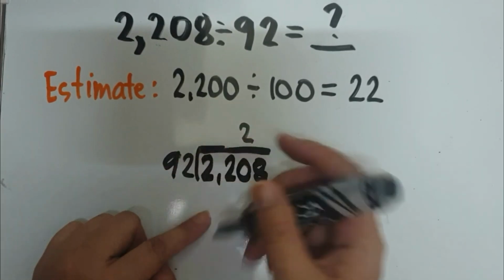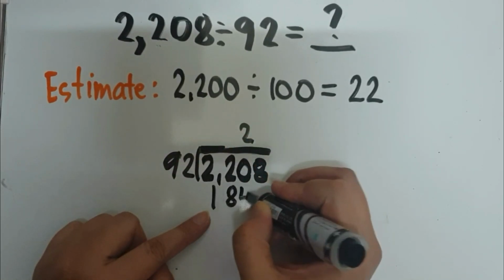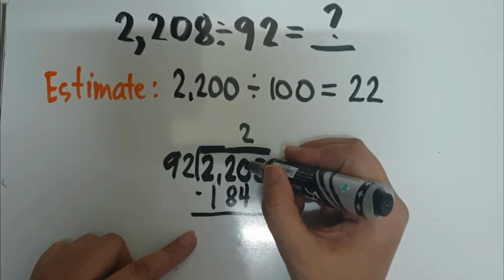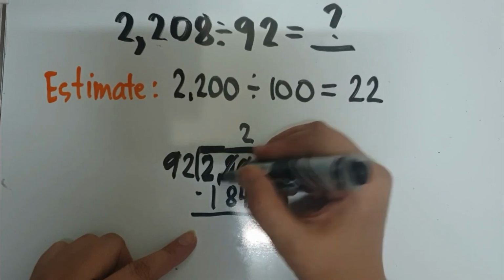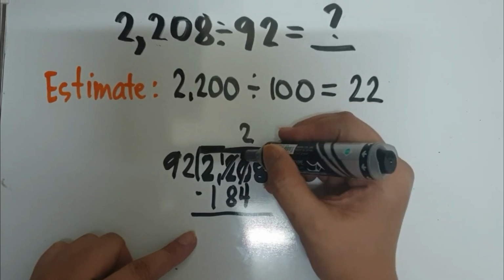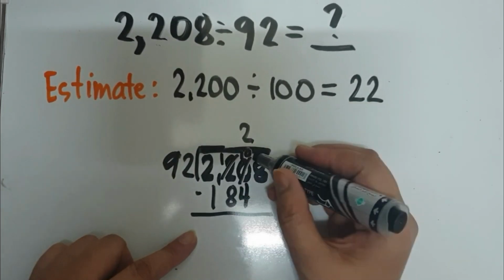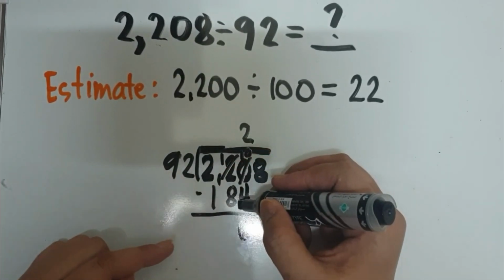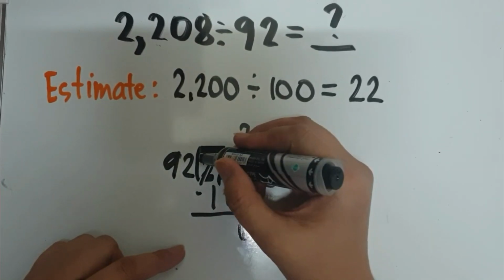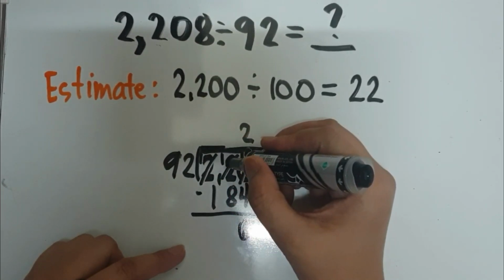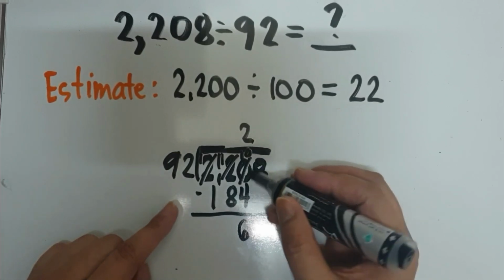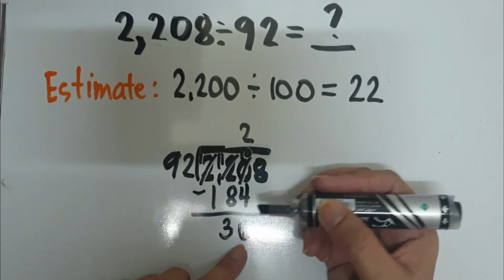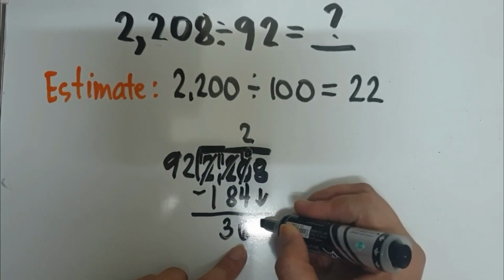So 2 times 92 is 184. Then we will subtract. We have 0 minus 4, that cannot be, so we will borrow from 2. 2 will become 1, and 0 will become 10. 10 minus 4 is 6. And 1 minus 8, that cannot be. So we will borrow again from 2, that will be 1. And then this one will be 11. 11 minus 8 is 3. Now we will bring down 8.